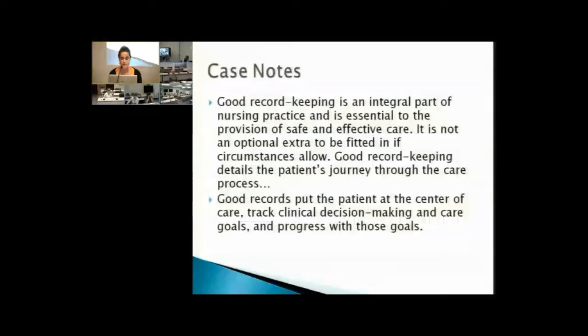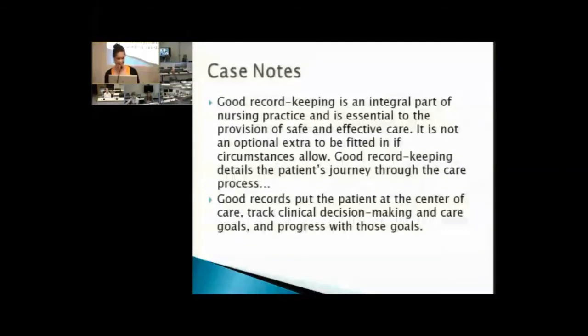Good record keeping details the patient's journey through the care process, and I think all of you hit that on the head when you were giving answers. So great job. Good records put the patient at the center of care. They track clinical decision-making and care goals and progress with those goals. So case notes can also happen around their action planning and their goals and what they're doing with that, and that does help the whole team.